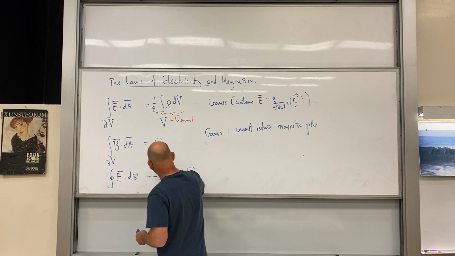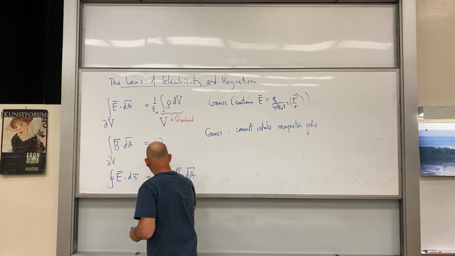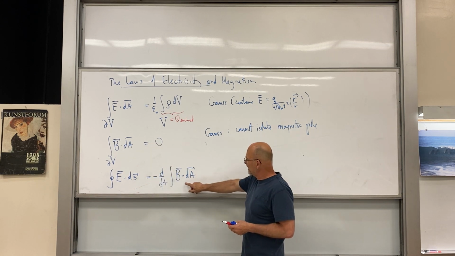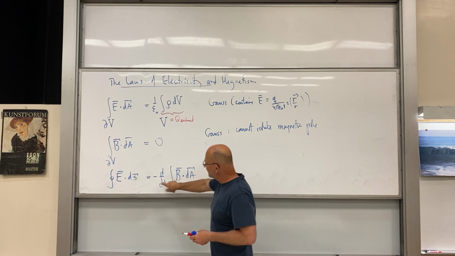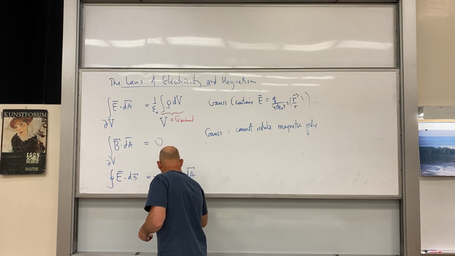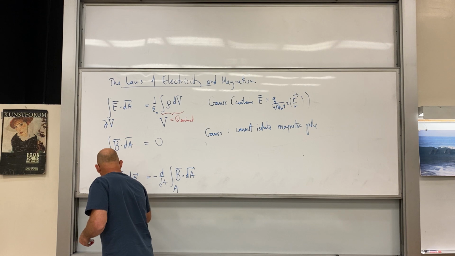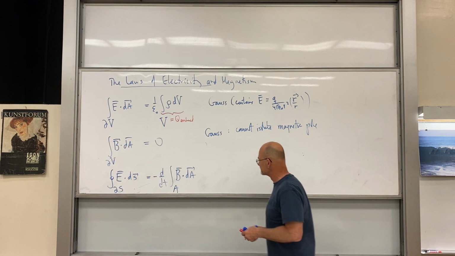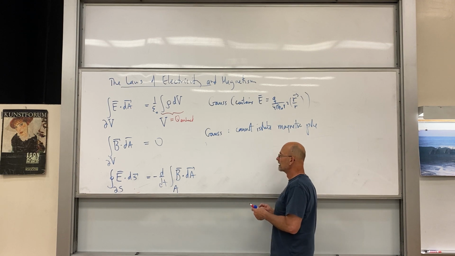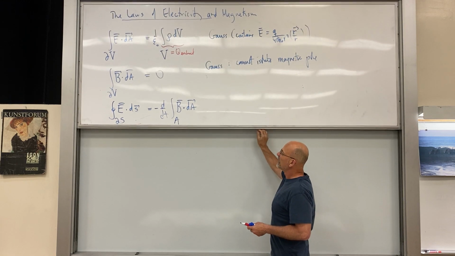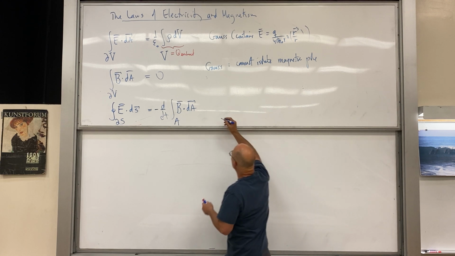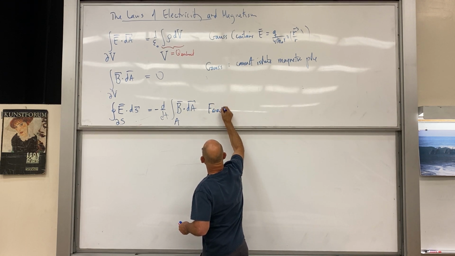Actually, I can just put this regular time derivative here. That's kind of a subtle point. That's all right. And here, this is through a surface, and this is through a curve that bounds that surface. So I'm going to say surface area A, and this is the curve that bounds that surface area A. Okay. So this is Faraday's law.